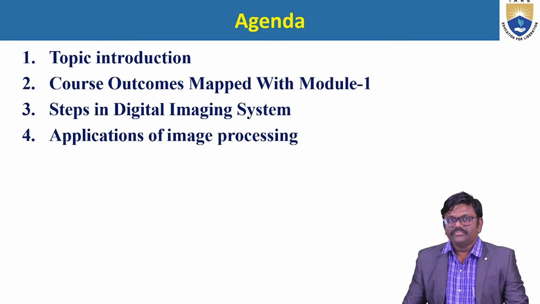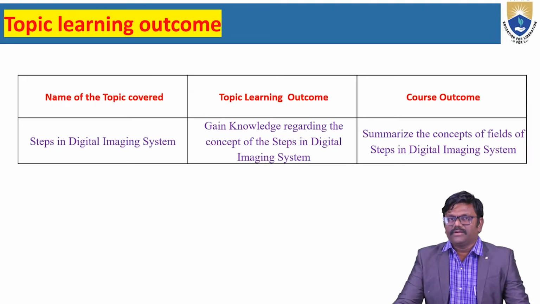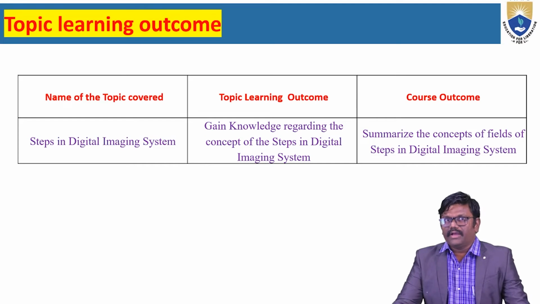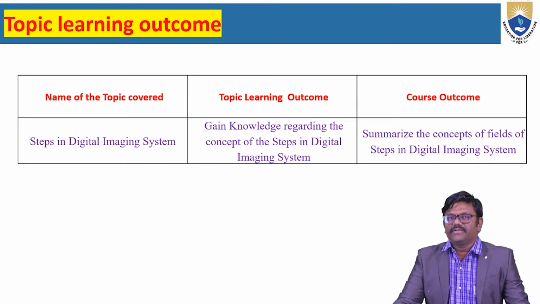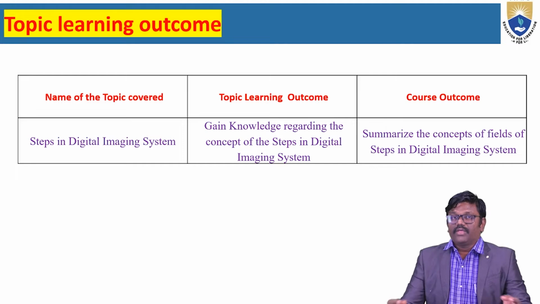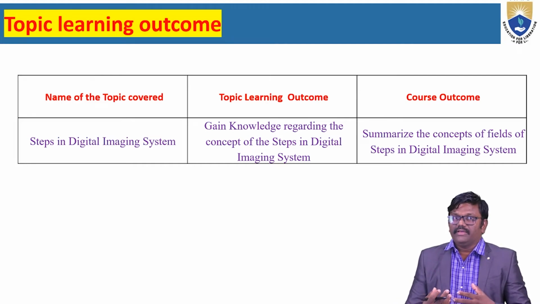Coming to the mapping here, the topic learning outcome is, as I have told you, that the selected topic is steps in digital imaging system. With that learning outcome, 100% we are going to gain the knowledge not only to understand this concept of digital imaging system, but also to understand the achievement of such a course outcome in terms of the fields of digital image processing, digital imaging system. Ultimately we are going to learn such an outcome in terms of steps in a simple manner.